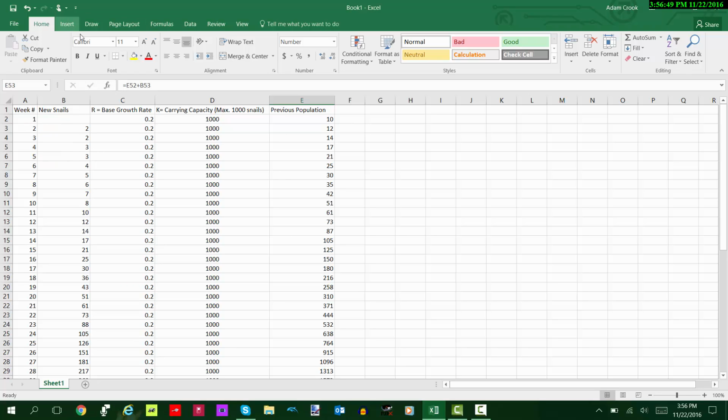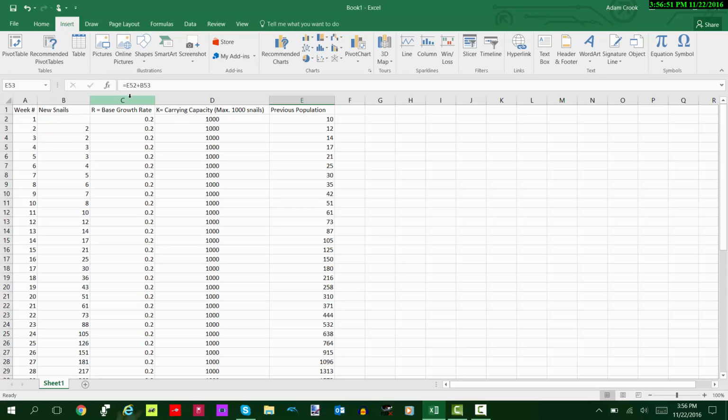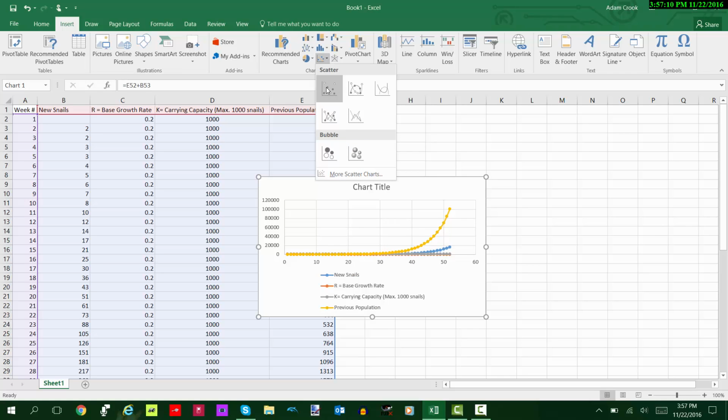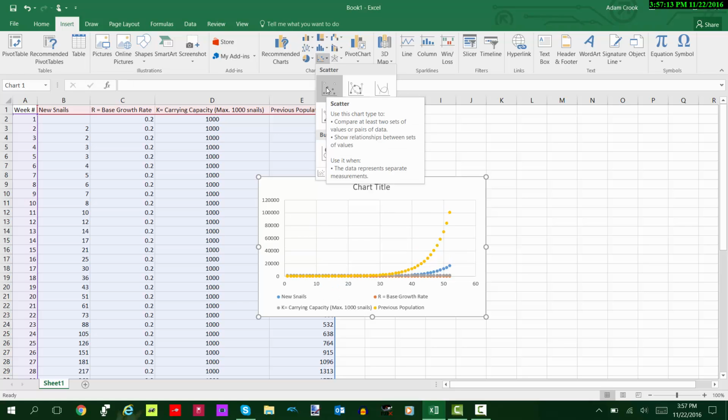Insert. Yeah, well, I know we got, but we gotta. We need to insert a recommended chart. No. Scatter. All right, you want like this one? We need a scatter. Is that a scatter plot? Yeah, this is a scatter plot. All right, that's fine.